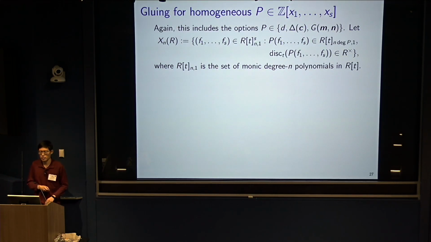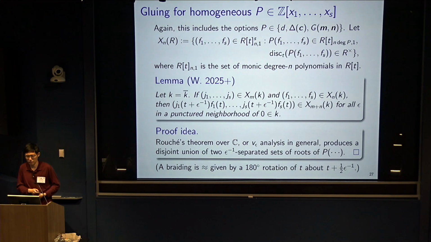Okay, and then also you can define some gluing maps, at least say for homogeneous polynomials with constant coefficients, like the examples I discussed in this talk. And this is based on essentially Rouché's theorem. So if you multiply two square-free polynomials, the product might not be square-free because they might have a common factor, right? But if you push those polynomials to infinity first and then multiply them, then you still have a square-free thing. That's the point here. So you do t plus epsilon inverse, where epsilon goes to infinity. You can also do a braiding essentially by rotating between t and t plus epsilon inverse to swap them.